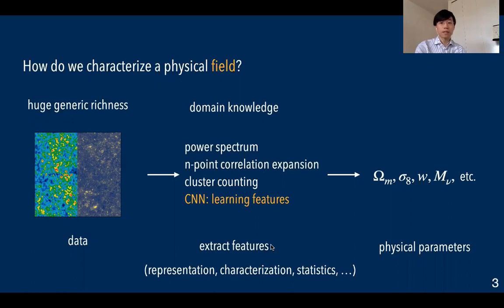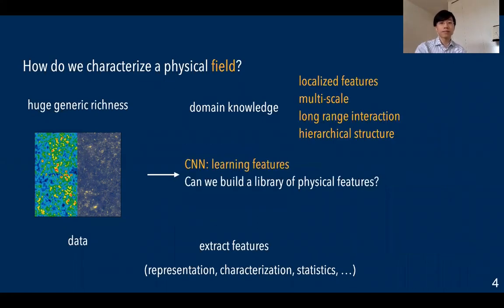This feature extraction can also be called finding a representation of the field, or characterization of the field, or calculating statistics of it. On the one hand, it's interesting to ask: is there any general domain knowledge about physically relevant fields? And indeed, we have some intuition about physical fields. For example, we usually see localized features in it. It's multi-scale, and it's driven by long-range physical interactions. And usually you also see hierarchical structure forming in it.